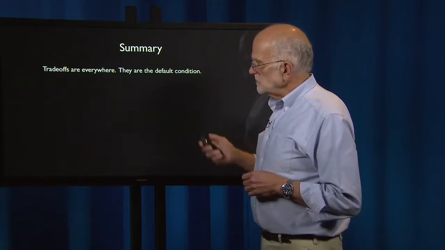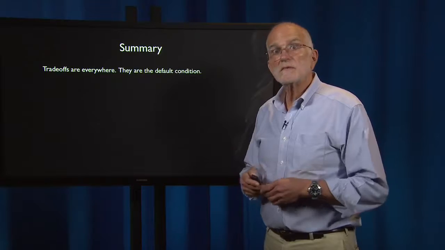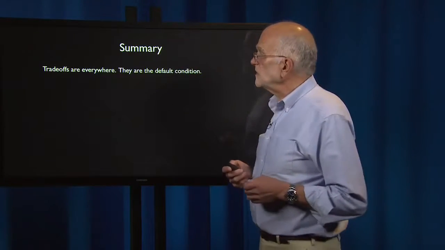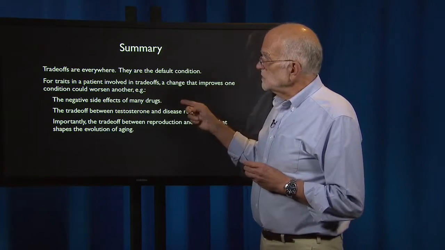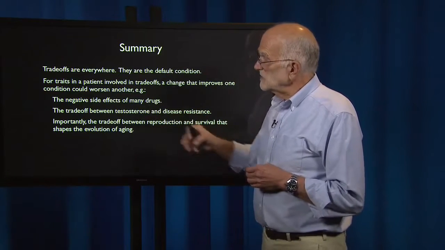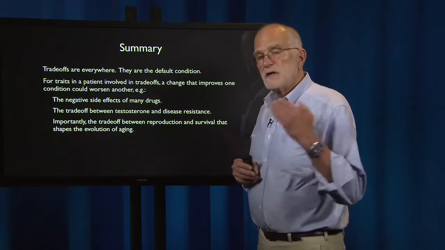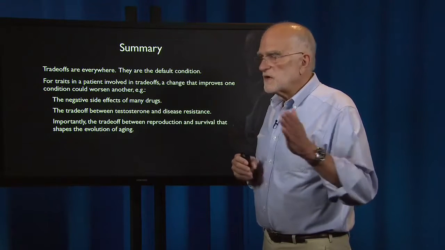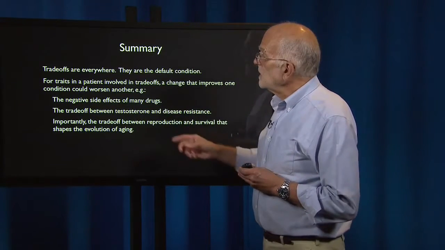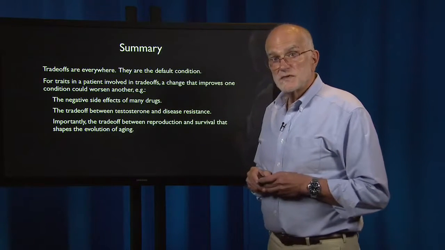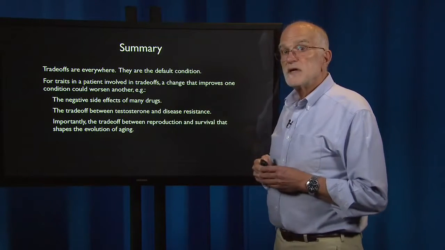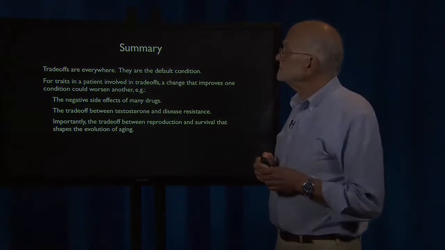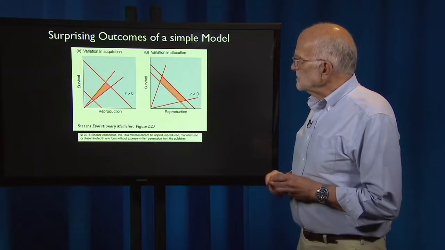So to summarize, trade-offs are everywhere. They're the default condition. All traits are bound up usually in some kind of trade-off. For traits in a patient that are involved in trade-offs, a change that improves one condition could worsen another. For example, the negative side effects of many drugs. So you have improved symptoms for the thing the drug is targeting, but you have negative side effects. The trade-off between testosterone and disease resistance in males. And importantly, the trade-off between reproduction and survival that shapes the evolution of aging, developed by Van Noordwijk and de Jong. It has some surprising outcomes.